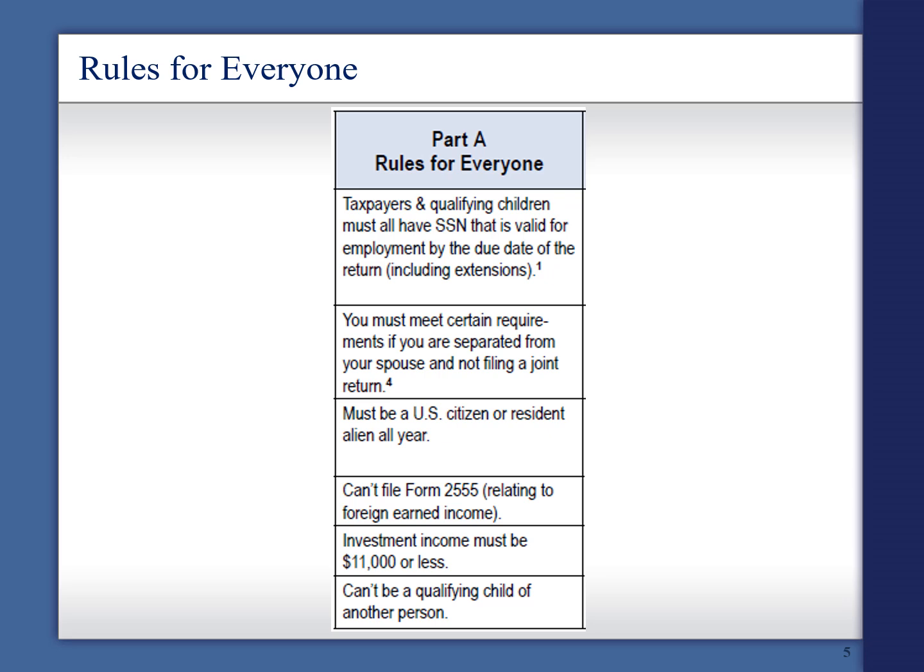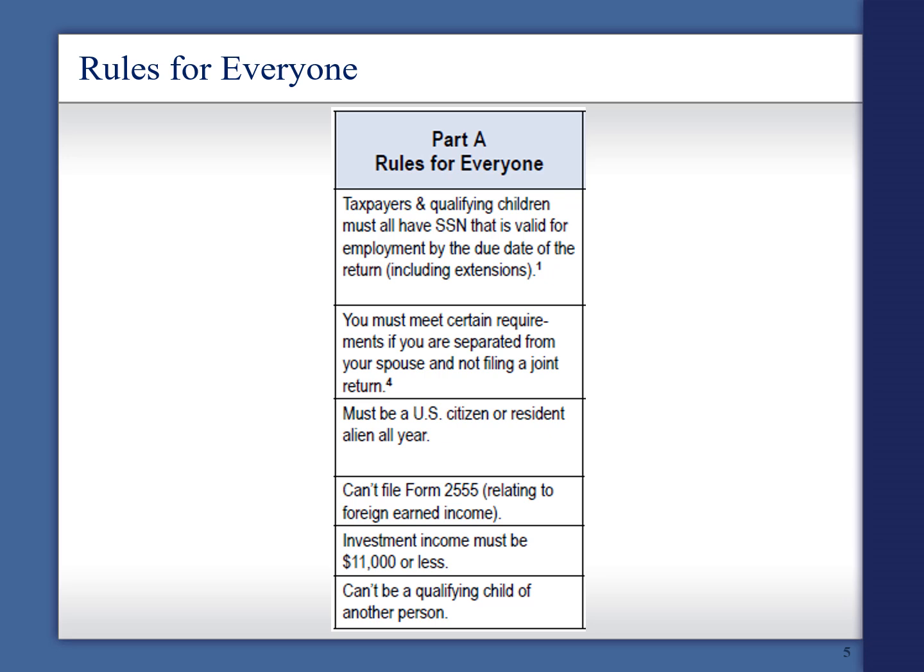The claimant must be a U.S. citizen or resident alien all year. We cannot file Form 2555 relating to foreign earned income. Form 2555 is only in scope for those who pass the International Certification Test, which our site in Sonora does not take.